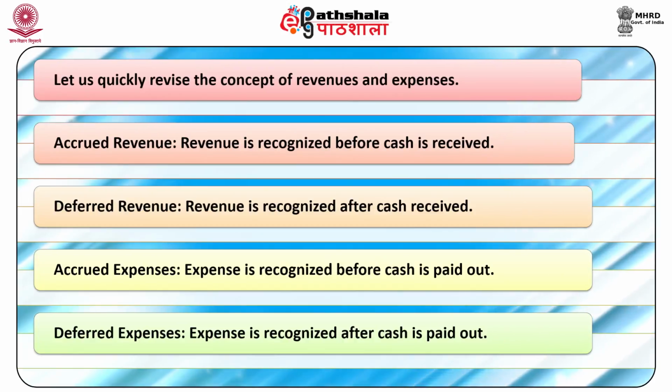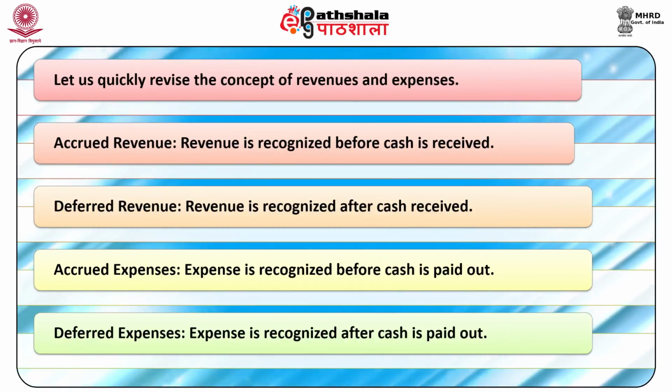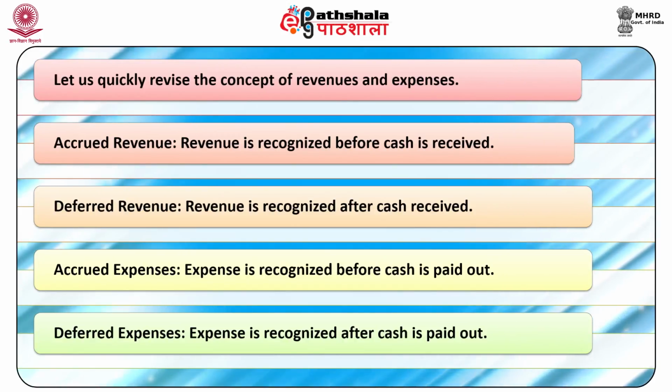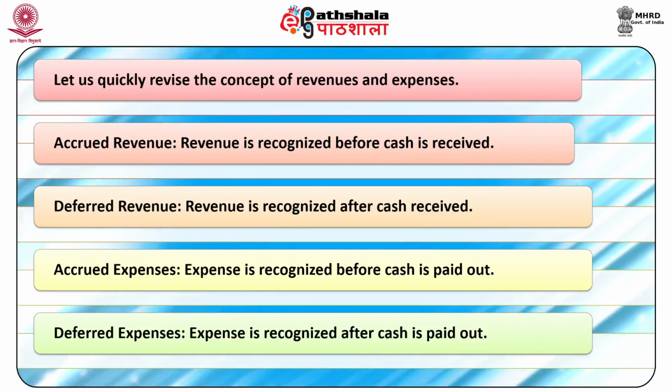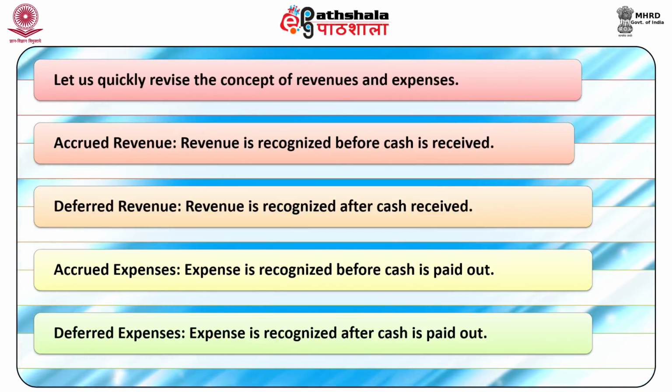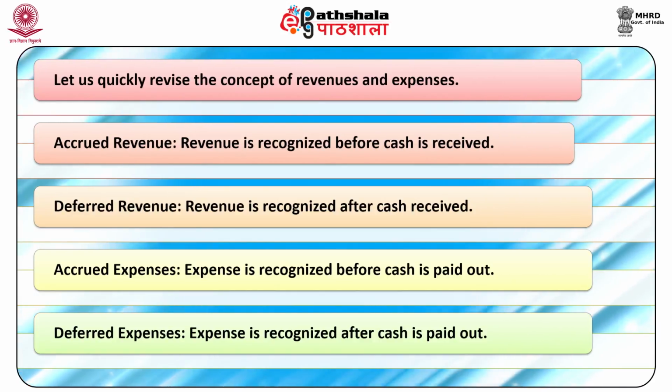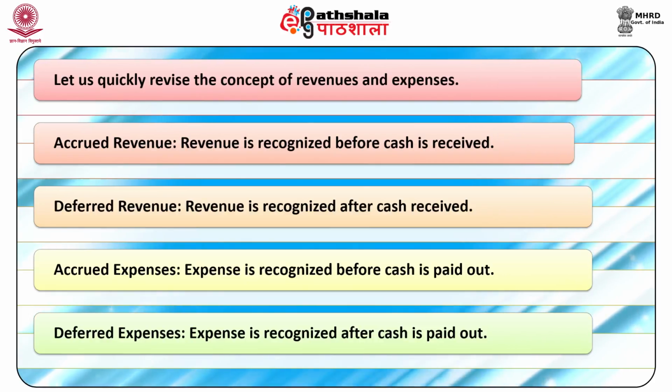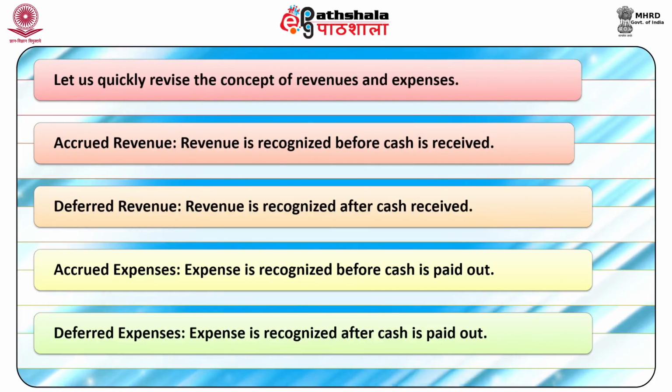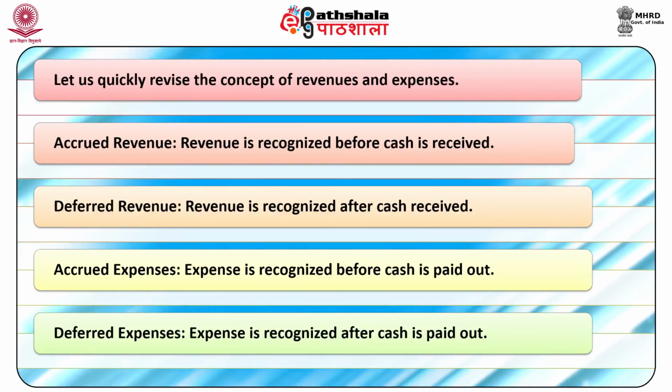Accrued revenue: revenue is recognized before cash is received. Deferred revenue: revenue is recognized after cash is received. Accrued expense: expense is recognized before cash is paid out. Deferred expense: expense is recognized after cash is paid out.